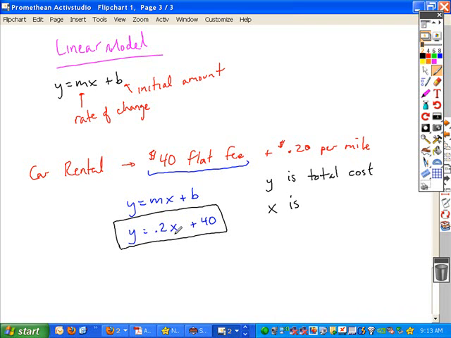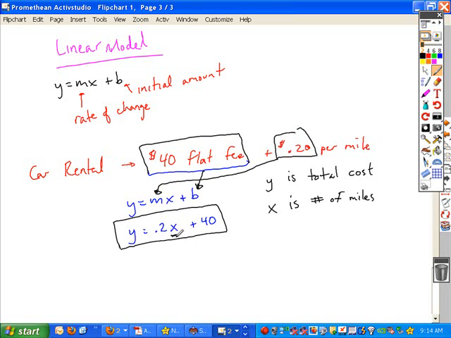X right here is going to represent, in this model, your flat fee is your b value, 20 cents per mile. Per is often going to give it away. Rate of change is going to be something that happens per something else because it's happening for every mile. And so this tells you per what? Mile. So x is the number of miles. And then the y is going to give you this total amount. So y is going to be your total cost.